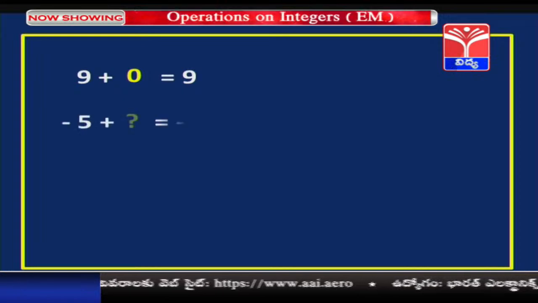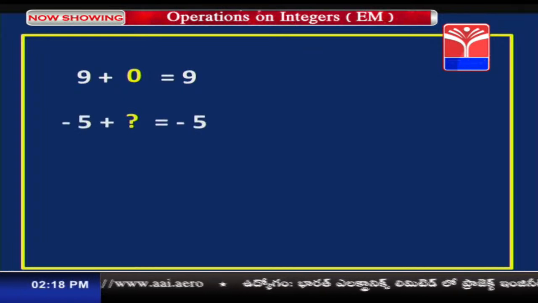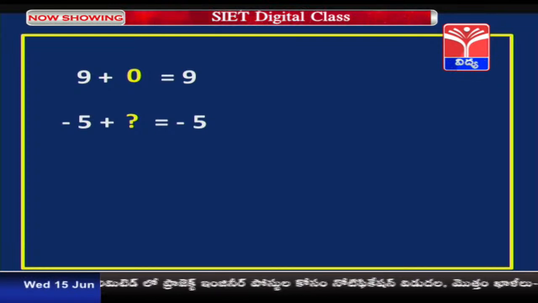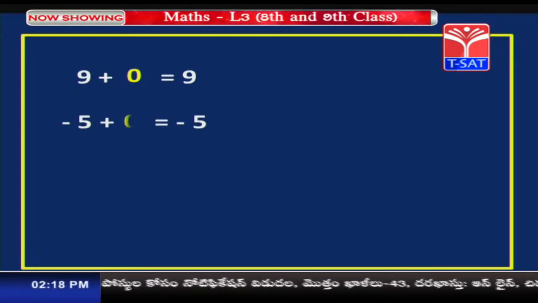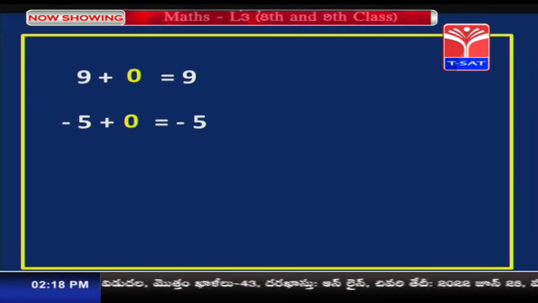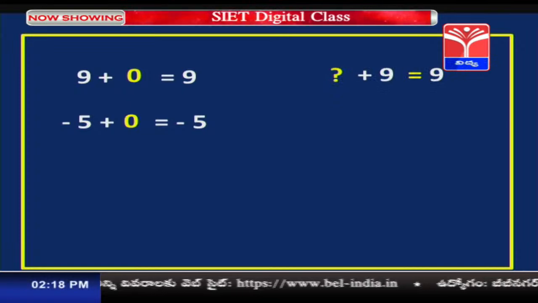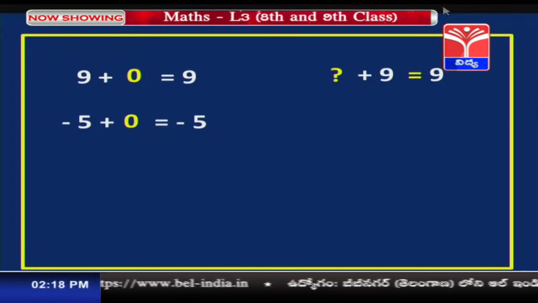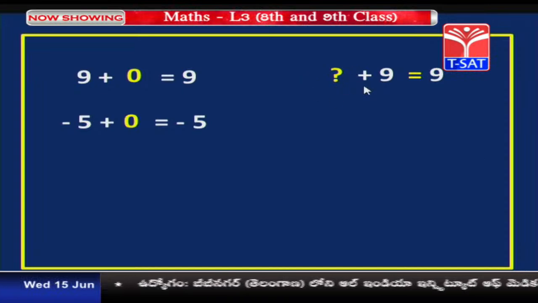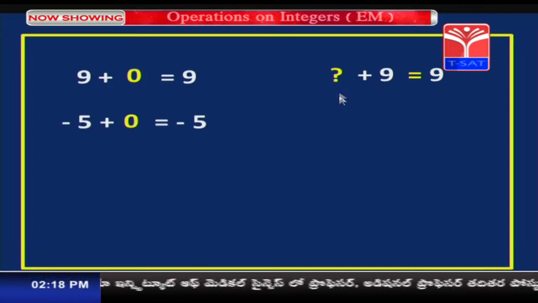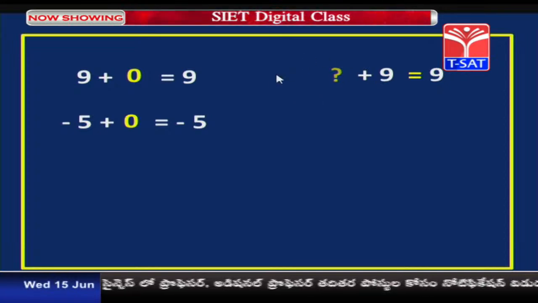Let us take another example, children. Minus 5 plus which integer gives you again minus 5? Can you find out that integer, children? You are right once again, children. It is again a 0. Now, let us take another example. So, to which number if we add 9? So, we do not know this number. To this we are adding 9 and you get the same answer, that is 9. Now, can you guess this number, children, here? Yes, you are right.